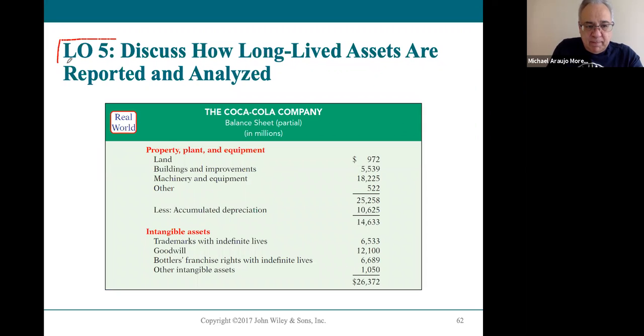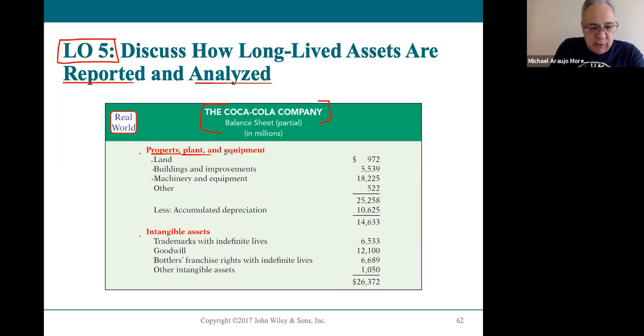Pretty straightforward. Learning objective 5 does two things. It first shows you a little up close on the balance sheet for property, plant, and equipment and intangible assets. And then we're going to do some analysis to close this part. So first you have property, plant, and equipment. This is Coca-Cola's partial balance sheet. As you see here, this is usually how it's listed. Remember, the land is usually listed first because land is property. Buildings are usually listed after that because buildings are what we used to call plant.